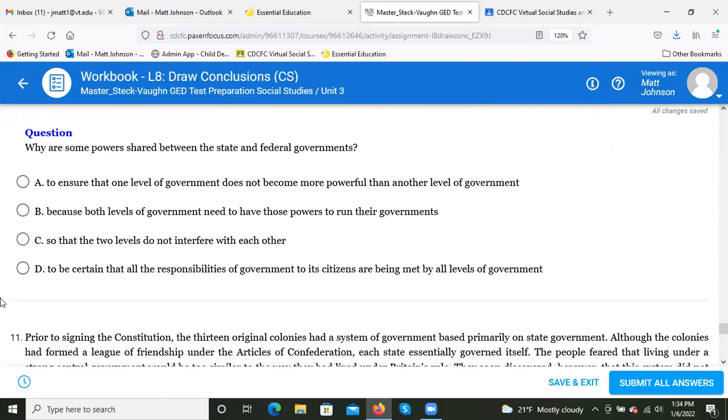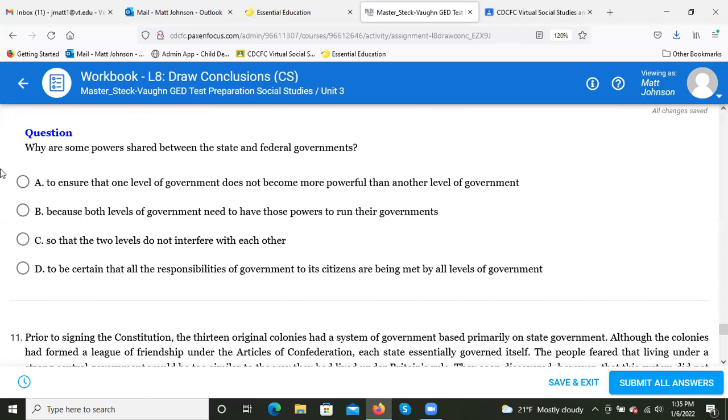Okay. Why are some powers shared between the state and federal governments? A, to ensure that one level of government does not become more powerful than another level of government. B, because both levels of government need to have those powers to run their governments. C, so that the two levels do not interfere with each other. Or D, to be certain that all the responsibilities of government to its citizens are being met by all levels of government.